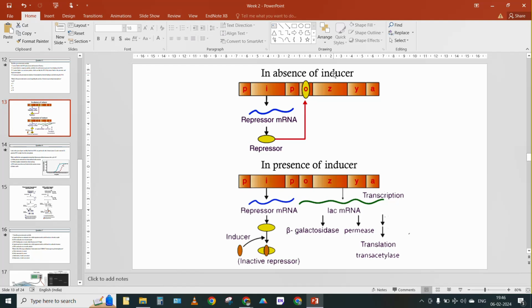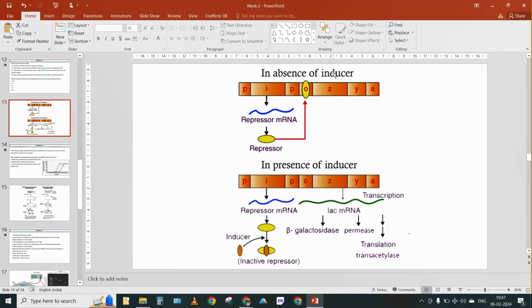The lac operon is a classic example of an inducible operon in prokaryotic organisms, specifically in bacteria like E. coli, which plays a crucial role in the regulation of lactose metabolism. Let's break down the concept of the lac operon by considering the absence and the presence of the inducer. Let me explain the structure of the lac operon. The lac operon consists of three main components: the structural genes, the promoter, and the operator. Then there is the control by the repressor protein. What is a repressor? The lac operon is usually turned off, which is called repressed, when lactose is absent. This repression is controlled by a regulatory protein called the lac repressor.